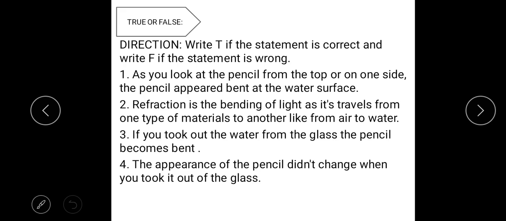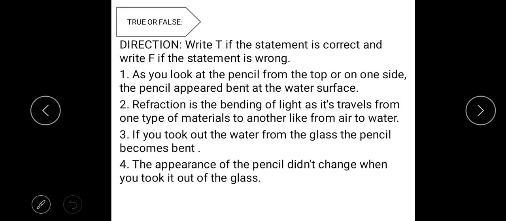After all of those questions and observations, we're not totally done, my dear students. We have the last activity, which is true or false. Our direction is to write T if the statement is correct and write F if the statement is wrong. Number 1. As you look at the pencil from the top or on one side, the pencil appeared bent at the water surface. Is it true or false?